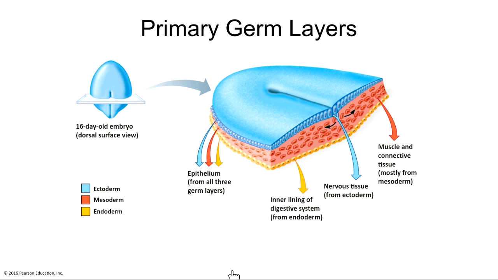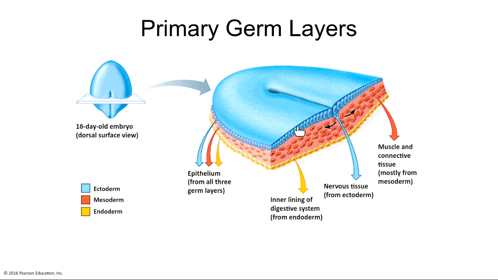Anyway, so we have our primary germ layers here. Again, just know the three and what is going to come from each layer. Epithelium is going to come from all three layers. The endoderm is also going to form part of the digestive lining. Nervous tissue is going to come from the outer layer, the ectoderm, and the middle layer, the mesoderm, is eventually going to form muscle and connective tissue.